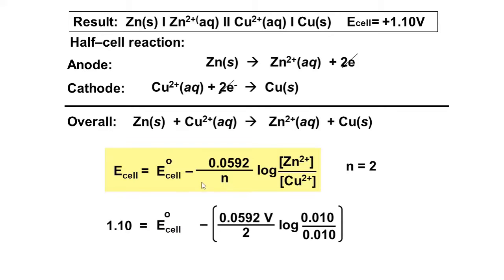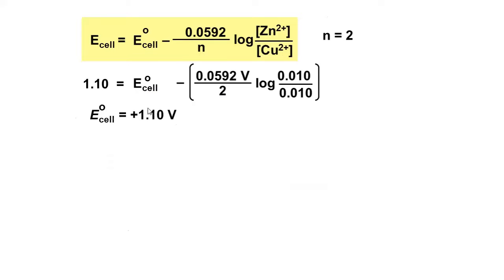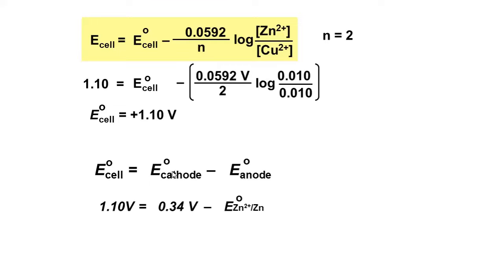So we substitute the values: E cell equals 1.10, n equals 2, and concentration 0.1 for both. So we calculate E naught cell. The E naught cell obtained is 1.10 volt, and we know E naught cell equals E naught cathode minus E naught anode. E naught cathode refers to copper, where we know the value is 0.34 volt. E naught anode refers to zinc 2 plus over zinc. So at the end, the calculation gives E naught zinc 2 plus over zinc as negative 0.76 volt. The calculation will continue with a different set of experiments.